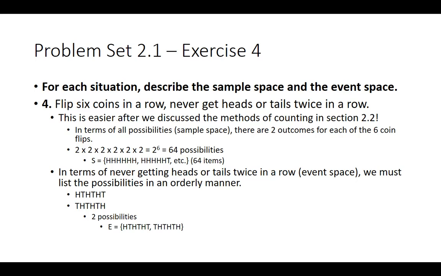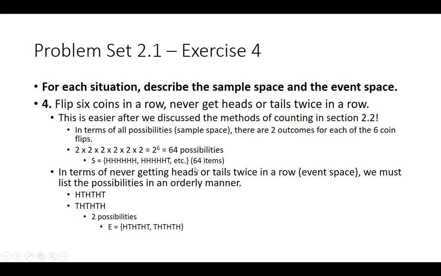So if we flip 6 coins in a row, there are 2 outcomes for each of the 6 coin flips, either heads or tails. So 2 for the first coin flip, 2 for the second, 2 for the third, 2 for the fourth, 2 for the fifth, and 2 for the sixth coin flip. That's 2 multiplied together a total of 6 times, or 2 to the 6th. There would be 64 possibilities of what could happen when we flip 6 coins in a row.